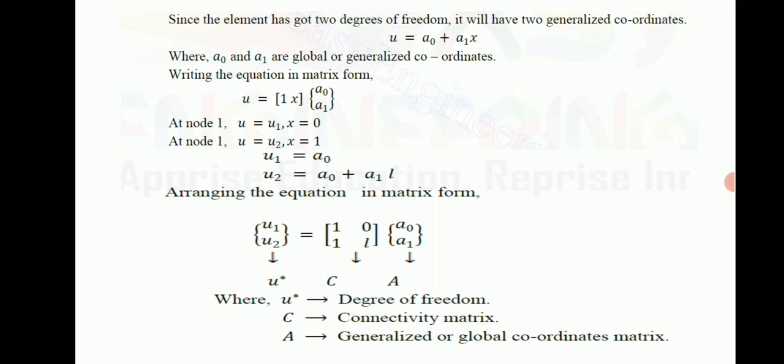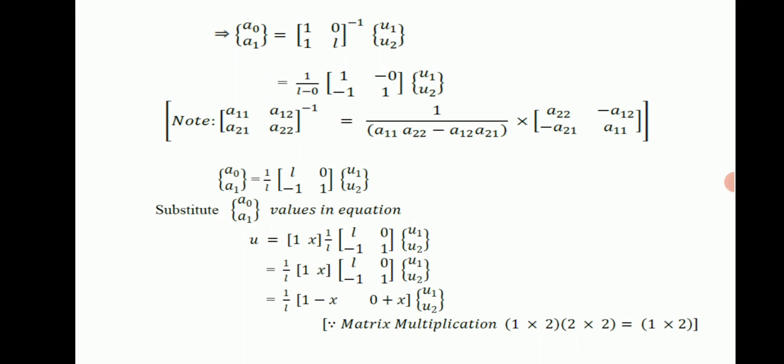So when substituting the node 1 and node 2 boundary conditions in the above equation, we will get u1 as 0 and u2 is equal to a0 plus a1 l. Arranging in matrix form, that is matrix of u1 and u2 is the degrees of freedom matrix, the matrix of 1 0 1 l is the connectivity matrix, and the matrix of a0 and a1 is the generalized coordinates matrix.